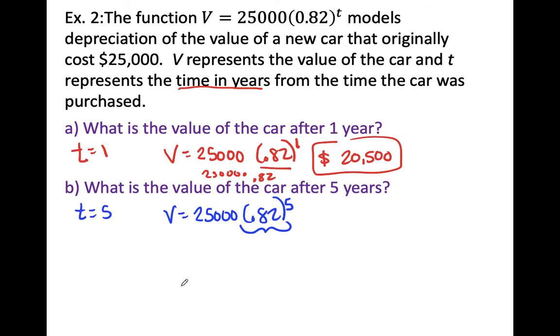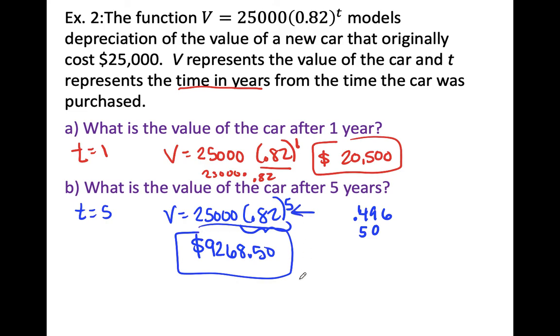Keep that on your screen, then press times 25,000. And you end up with, and we're talking about money, so two decimal places, $9,268 and it's 0.496. So if it's 0.496, that means this is going to go to a 0 and then a 5, so 0.50. So again, this would be your work, and then you'd have your answer.